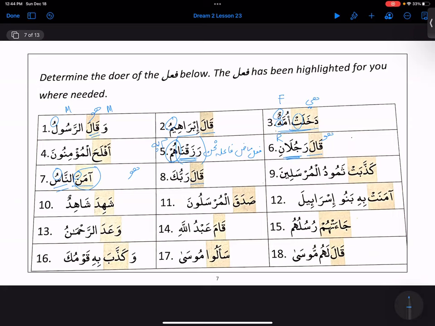Now, next one. Qala Rabbuka. Your Rabb said. So now the whole Rabbuka is the fail. The Idafa fragment is the fail for this Qala. We cannot just say Rabbuka is the fail. Why not? Because this Idafa fragment is one bucket, right? So that's why the whole Rabbuka we are going to say is the fail of Qala. So we're going to say your Rabb said. Subhanallah. What did my Rabb say to me? We need to be eager to know about it. Subhanallah.